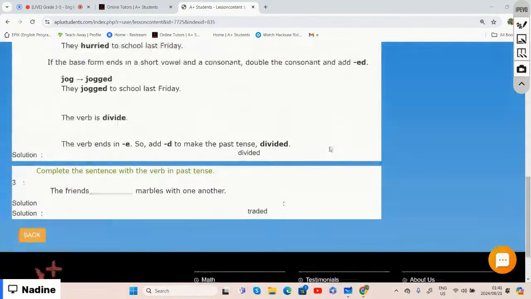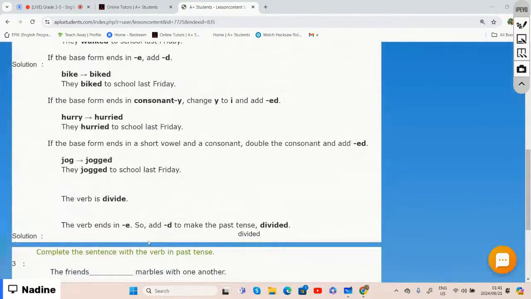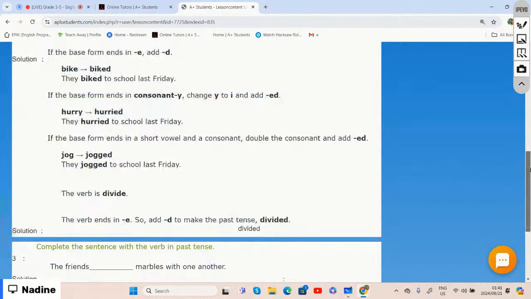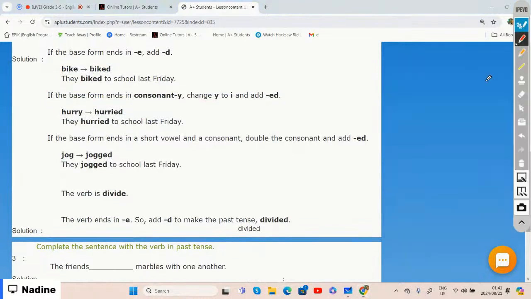It says, the friends marbles with the friends. Do we say the friends trade marbles with one another, or do we say they traded marbles with one another? Do the friends trade marbles with one another or they traded?